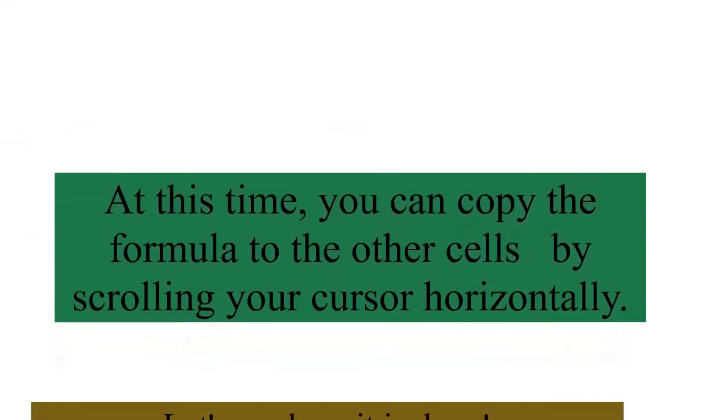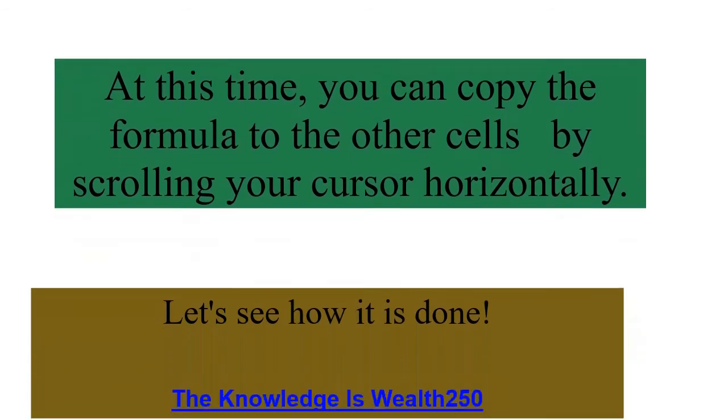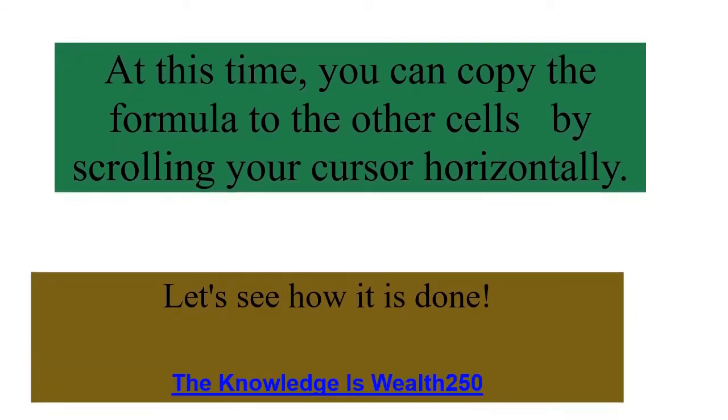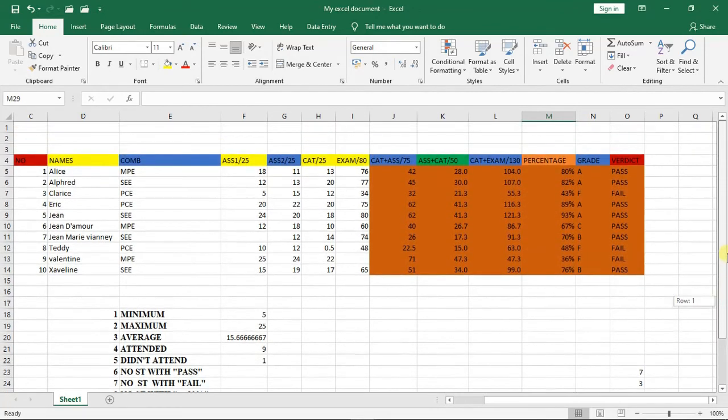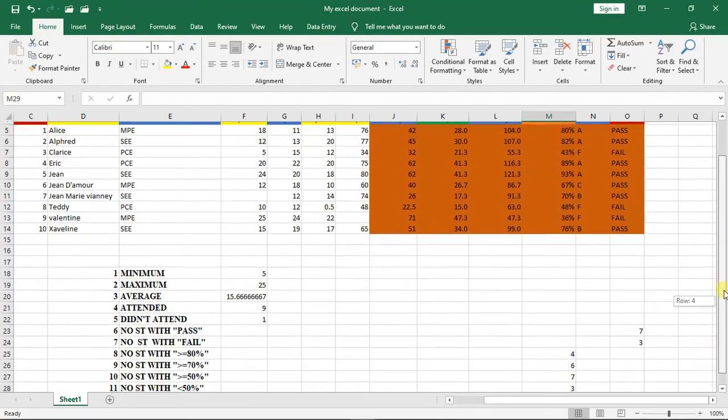So at this time you can copy the formula to the other cells by scrolling your cursor horizontally. So let's see how it is done. Watch it here, please. As you see there, this is our table.